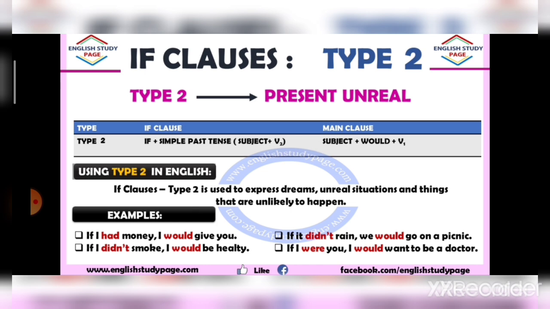For example, if I had money, I would give you. Here, had is the simple past tense. If clause plus simple past tense followed by I would give you. Subject plus would, which is again the past tense form of will. Similarly, if I didn't smoke, I would be healthy. If it didn't rain, we would go on a picnic. If I were you, I would want to be a doctor.